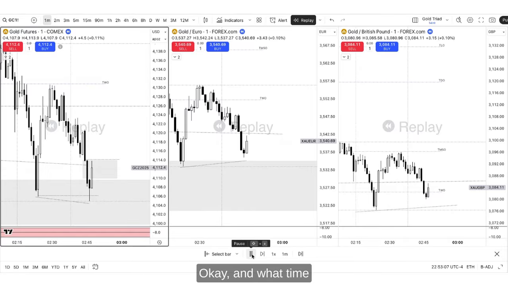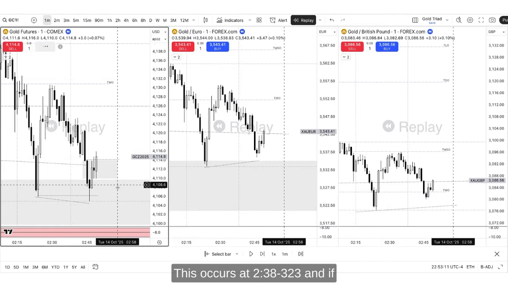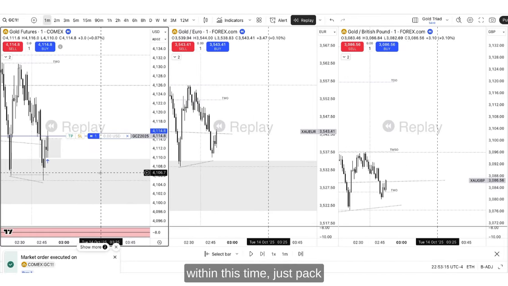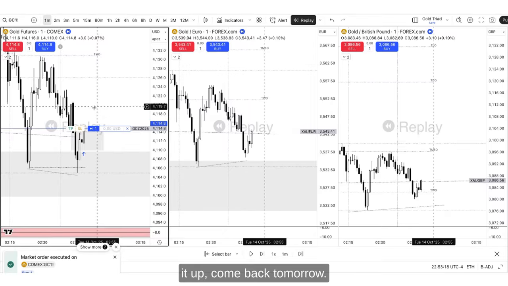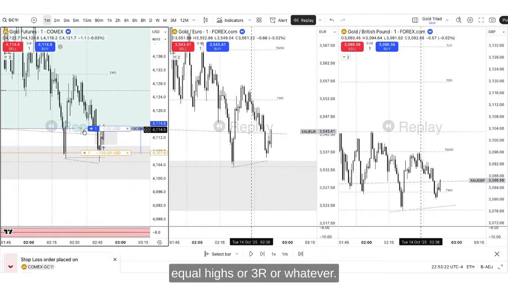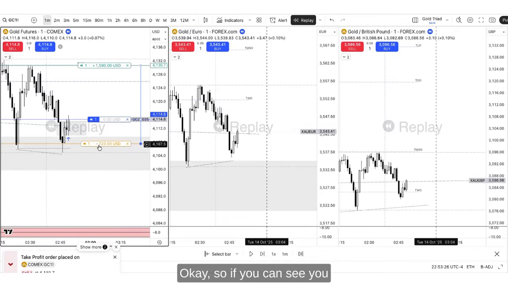Okay, and what time does this occur? This occurs at 2:38 to 3:23. And if you don't get your entry within this time, just pack it up, come back tomorrow. All right, and we just target equal highs or 3R or whatever. For this example, I'm just gonna target equal highs, okay?